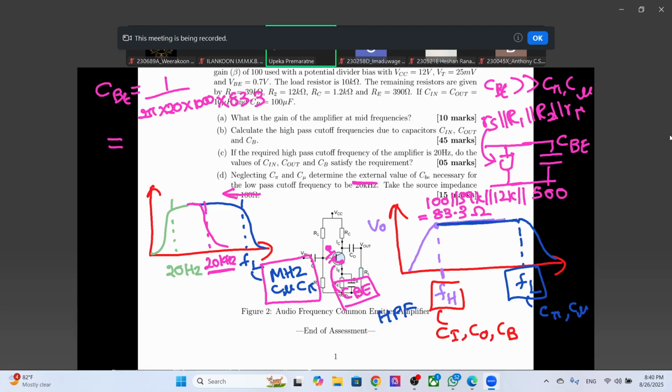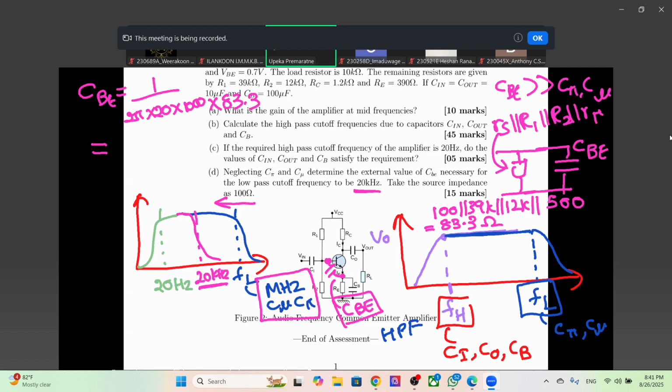Yes, the question is how do you get 500 as the value of R pi? For the student who asked that question: RE, we found to be approximately 5 ohms, and beta is 100, so R pi is 500. Okay.